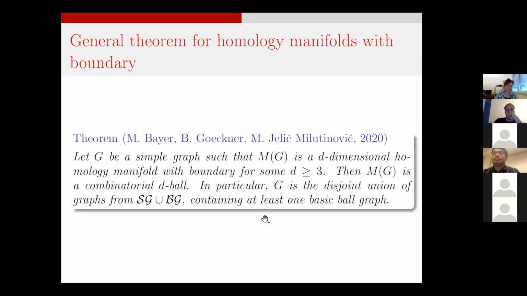So here is the theorem, and it says if we have a simple graph such that its matching complex is a homology manifold with boundary, now in dimension at least 3, then it has to be a combinatorial disk or ball. And again, the only options are disjoint unions of those small graphs, basic disk graphs and basic sphere graphs. And the proof is again to skip dimension 2, where weird things happen, and just use dimension 2 for spheres, because links are spheres or disks.